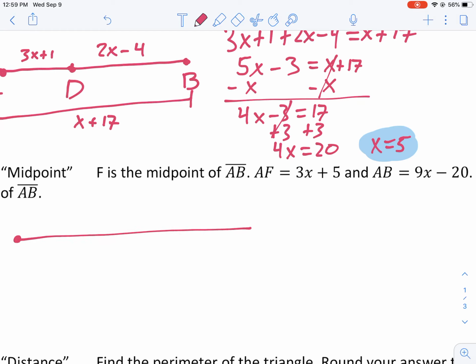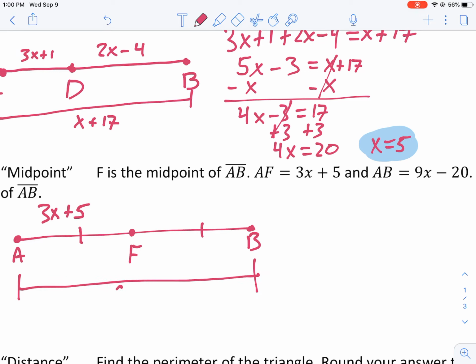So if we have A and we have B, F is going to be exactly in the middle. All right, so I'm trying to draw it in the middle. But we know both sides are going to be the same. So if it says midpoint, maybe draw that in. So AF is 3x plus 5. AB, wow, AB is 9x minus 20. You got to make sure you're reading, all right? This isn't 9x minus 20. That's FB, right? It says AB.